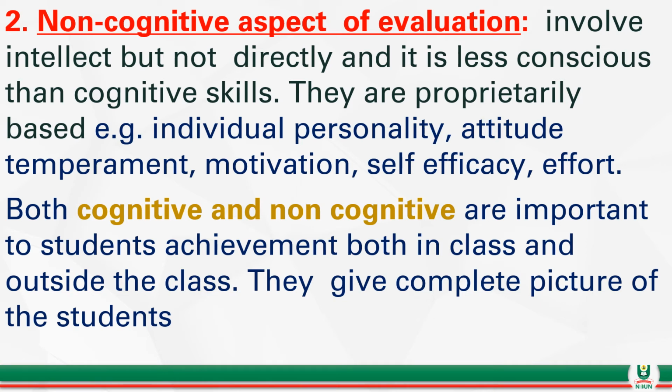They give a complete picture of the student. The cognitive gives the academic aspect of the student, while the non-cognitive gives the non-academic part of the student in terms of his attitude, his temperament, his motivation, whether he blends with others, whether he tolerates others, and so on and so forth.